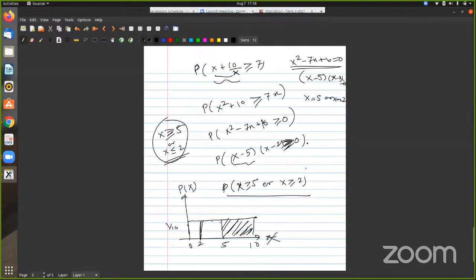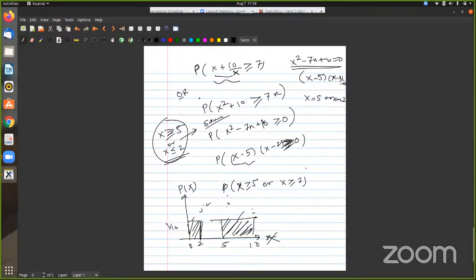Whatever she is saying, it will actually give the same answer. She is saying greater than 5 and less than 2, right? So she's considering these two regions. So this is 0.5 and here it is 0.2. So if you add, it's 0.7. But in this case, x is greater than or equal to 5 or x is greater than or equal to 2, so the regions overlap.